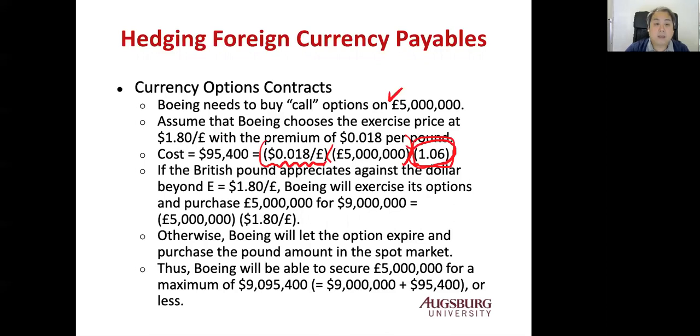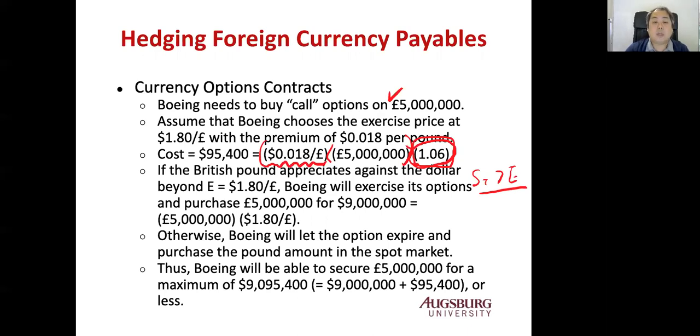So a year later, the total cost is $95,400. If the British pound appreciates against the dollar beyond the exercise price of 1.80, Boeing will exercise because ST is higher than E. For a call option, you exercise like that, and you purchase the 5 million pounds for $9 million. Otherwise, Boeing lets the option expire and purchases the pound amount in the spot market.